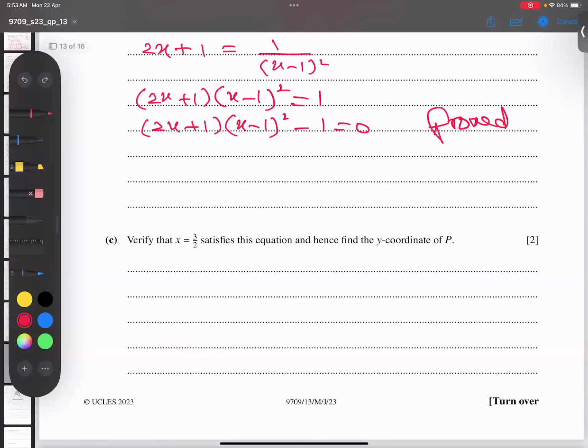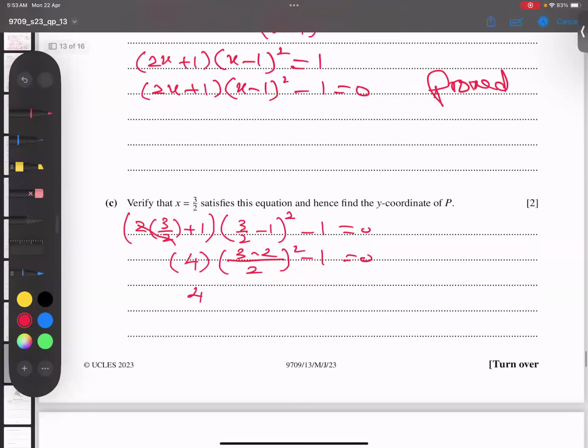The next part is saying verify that x equals 3 by 2 satisfies this equation. It means if I plug in this 3 by 2 here, I must get 0. So let's see the verification. So 2 times 3 by 2 plus 1, and 3 by 2 minus 1 to the power 2, minus 1 equal to 0. Here I cancel, I got a 4. Here the LCM is 2, (3 minus 2) whole square. Here I got a 4, and here I get a 1 over 4. The 4s cancel, 1 minus 1, so 0. 0 proved. Yes, we can say that it is verified.